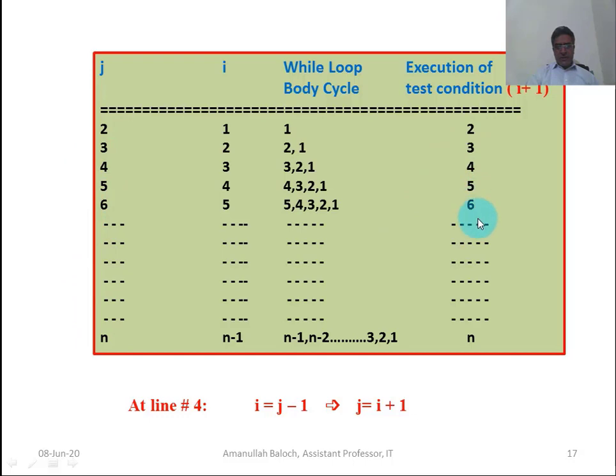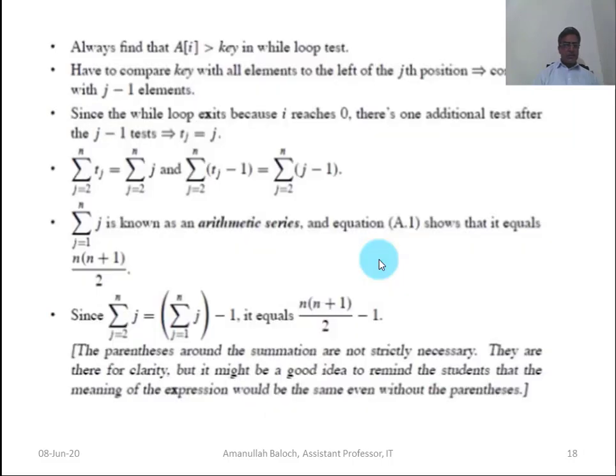So we convert the loop control variable I into j when we analyze the algorithm in the worst case scenario. So here we always find that a of I greater than key in the while loop test; we have to compare key with all elements to the left of the jth position, compare with the j minus 1 element.